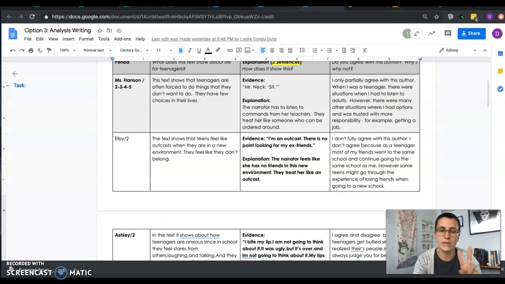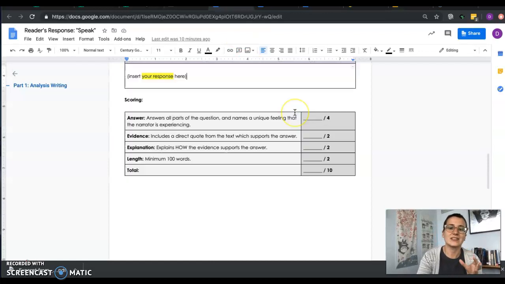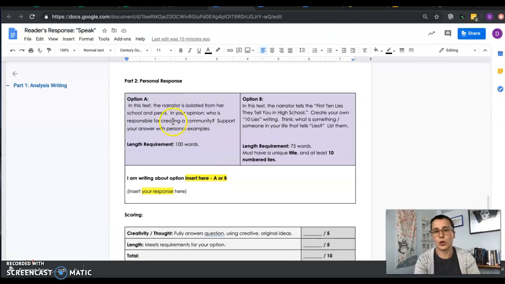Okay? I want to talk quickly about the second thing you're writing about, this personal response. You have two options. One is you're kind of just journaling. In your opinion, who's responsible for creating a community? In this text, we see that a community is not strong there. Who do you think is responsible for that? And who's responsible in your life for creating community? This is like a journal, right?